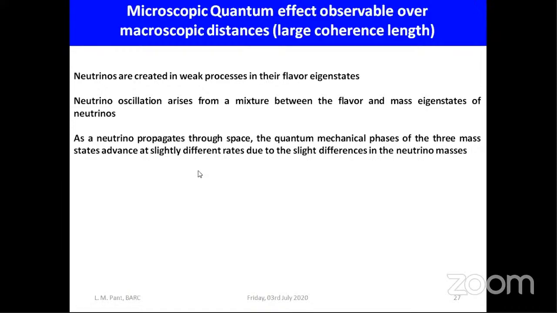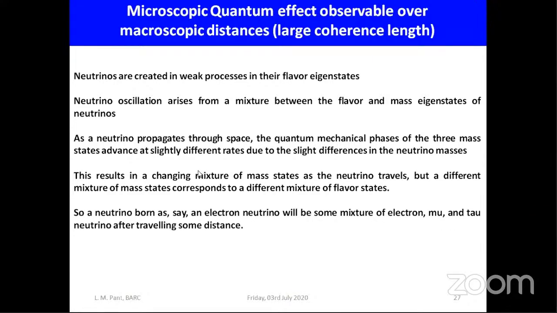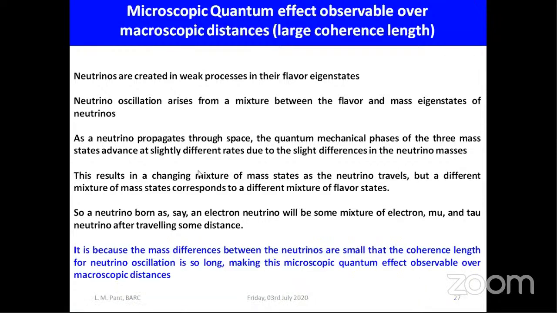Neutrino oscillation arises from a mixture between the flavor and mass eigenstates of neutrinos. As a neutrino propagates through space, the quantum mechanical phases of the three mass states advance at slightly different rates due to the slight differences in the neutrino masses. This results in a changing mixture of mass states as the neutrino travels. But a different mixture of mass states corresponds to a different mixture of flavor states. So a neutrino born, say, as an electron neutrino will be some mixture of electron, muon, and tau neutrino after traveling some distance. It is because the mass differences between the neutrinos are small that the coherence length for neutrino oscillation is so long, making this microscopic quantum effect observable over macroscopic distances.